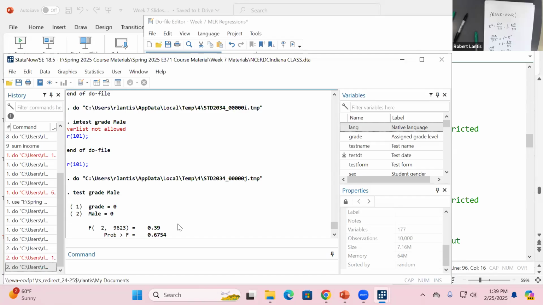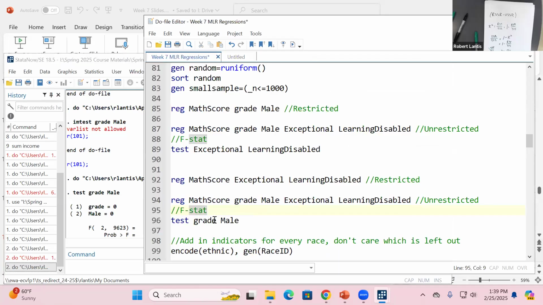So here you can run the test both ways, right? I can do a joint significance test for the grade and male variable. There I found that doesn't really allow me to explain that much more of the variation. But if I test the joint significance of these exceptional and learning disabled variables, it looks like they allow me to explain a lot more of the variation, or at least I can explain more of the variation at a high statistically significant level.